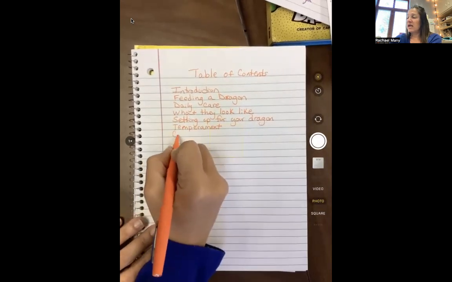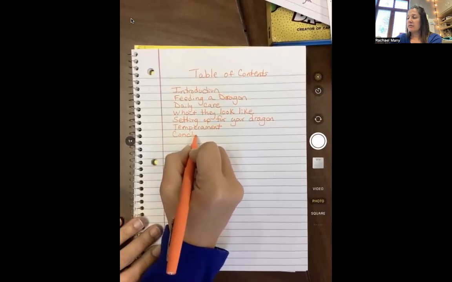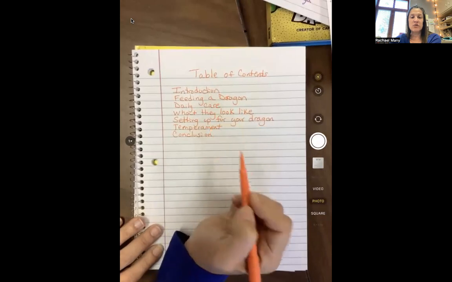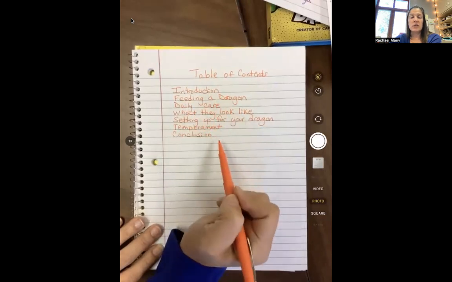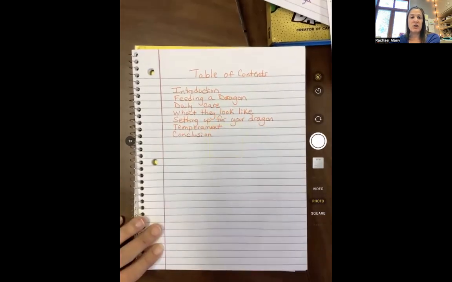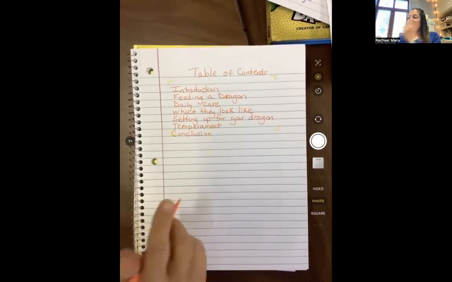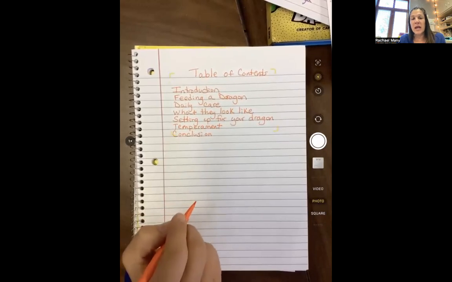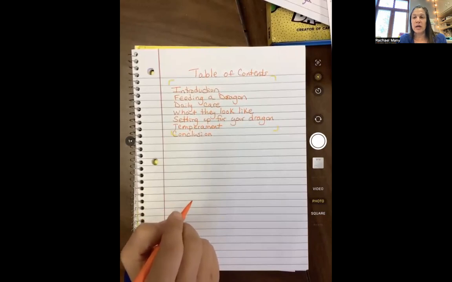And then we will always have our conclusion. So everybody should have an introduction and a conclusion. And then obviously yours in the middle are going to be different based on what your book is about. So now I can look through and decide what order do I want these. I can number them right now. I don't have to number them when I do it on my final copy, but this will just help me get my things organized.